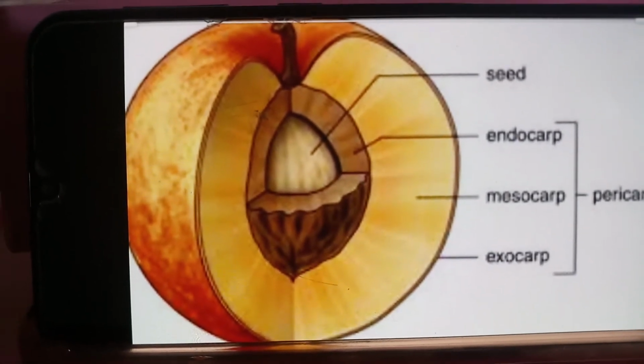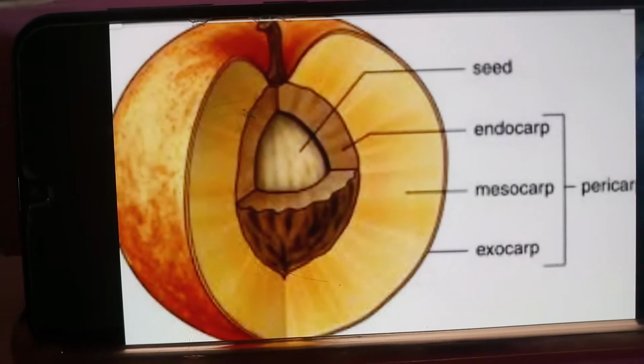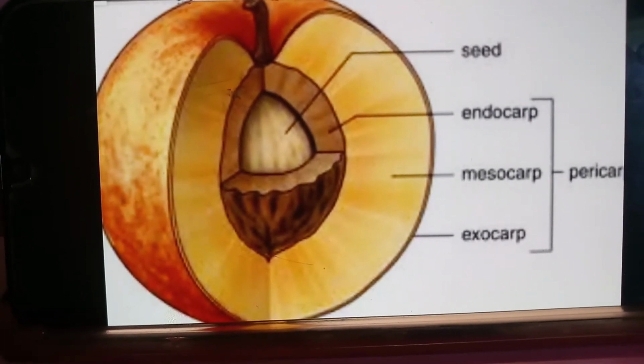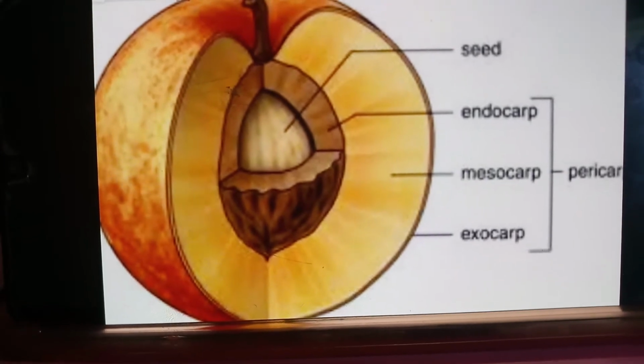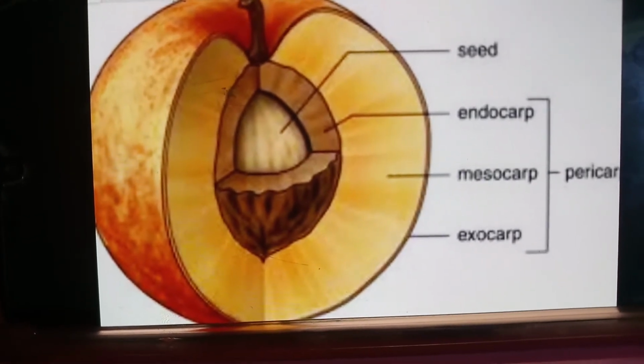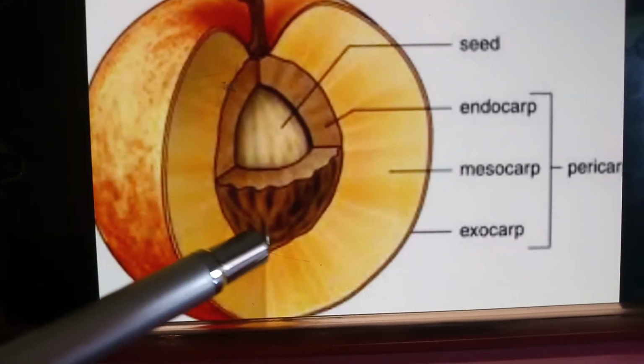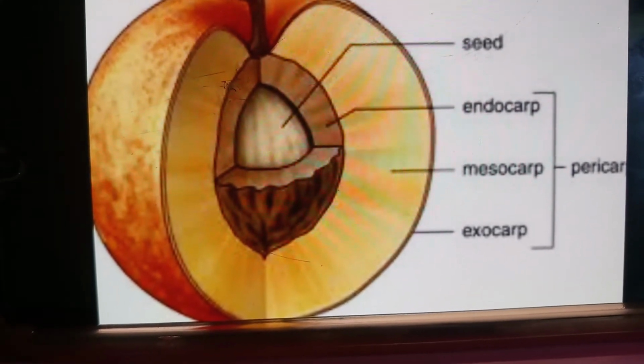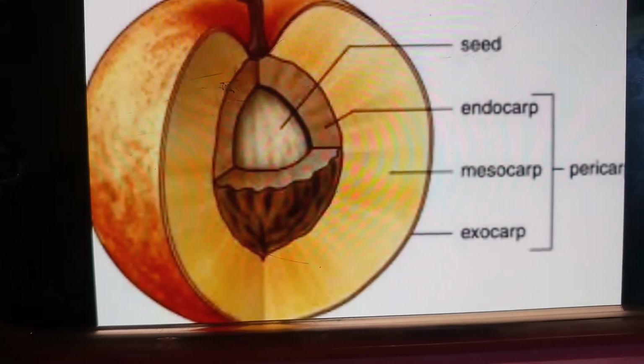In some fruits like mango and plum, the epicarp and mesocarp are fleshy and pulpy, while the endocarp, which encloses the seed, is hard. Like you can see over here, the endocarp is hard, so that is not edible. Only the epicarp and the mesocarp are edible.